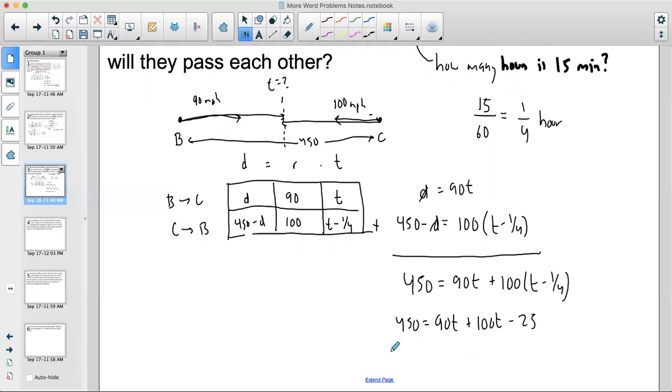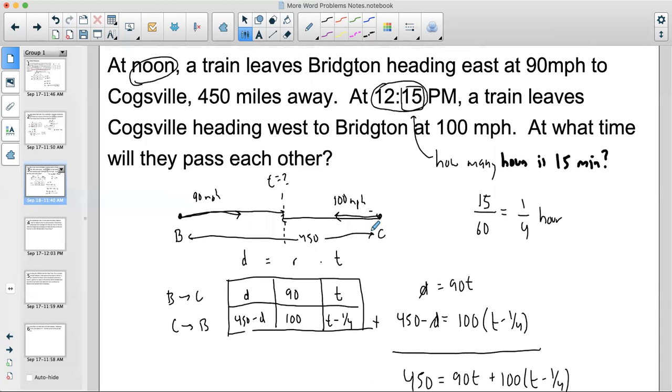Now I move the 25 over here, so I get 475 equals 190t. I'm doing a little division. Let's see, 475 divided by 190 is 2.5. T is 2.5 hours. But again, this time, if you read the question that's being asked, at what time?